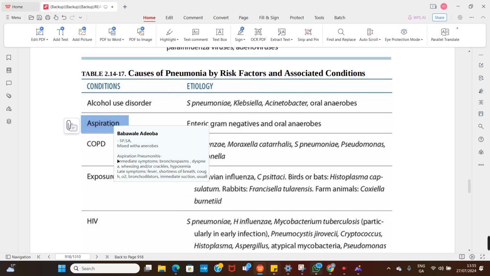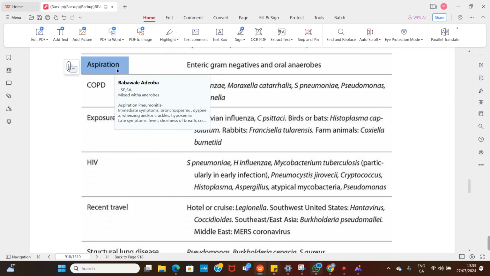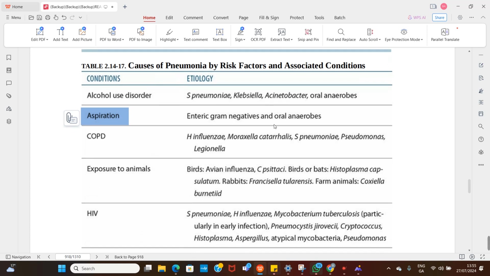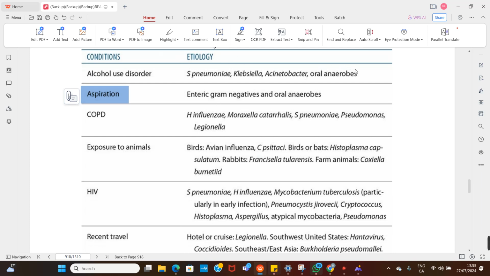And there are some risk factors associated. Aspiration, think about the anaerobes, think about the gram negatives, because they can aspirate from the GIT. So anaerobes and the enterics. For alcohol, think about Klebsiella. Klebsiella is the number one in alcohol. So you can have Klebsiella, they can also have strep pneumo, and because they can aspirate, they can also have the anaerobes.